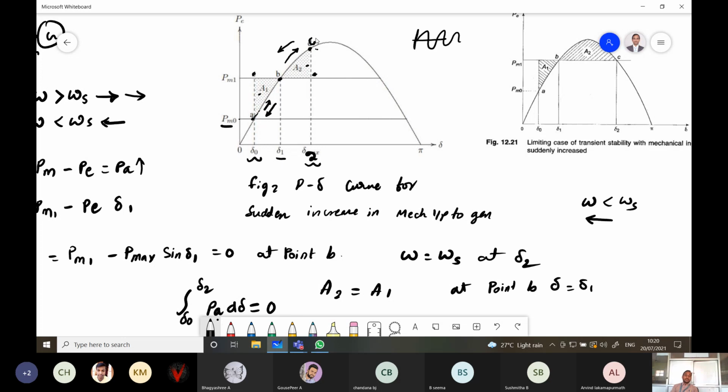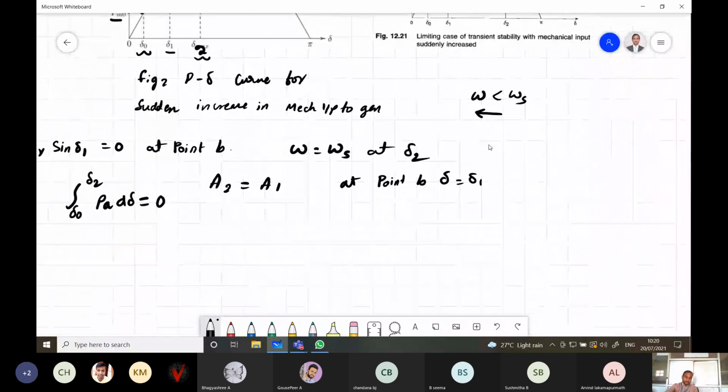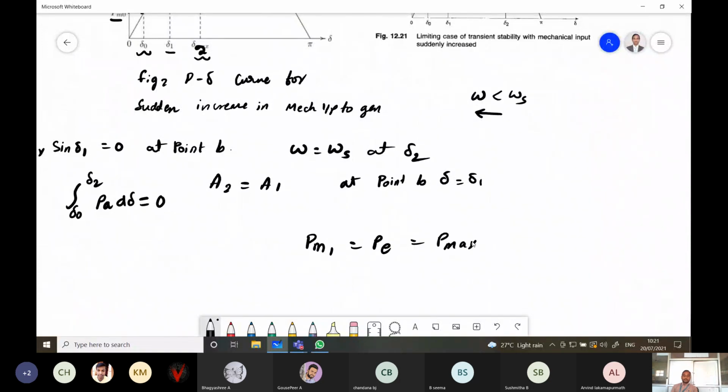And if the oscillations decay, then it will reach the steady state after some time. Because of the inherent damping in the system, it will settle at the new steady state point, where we can show that Pm1 is equal to Pe, that is equal to Pmax sine delta 1.